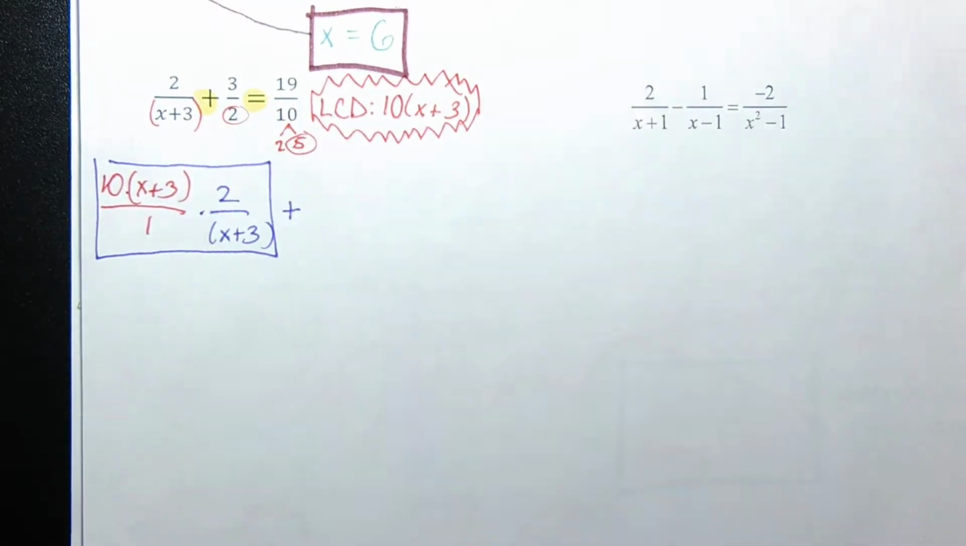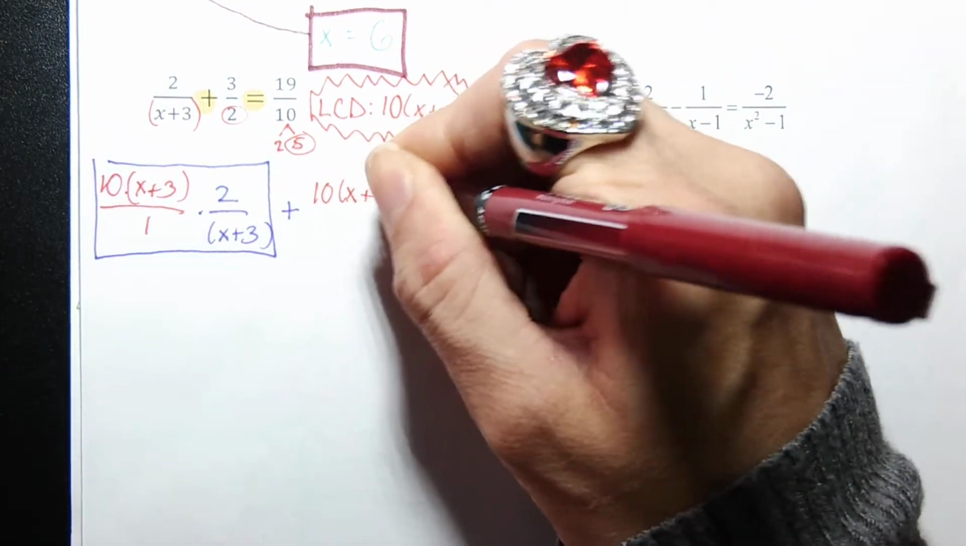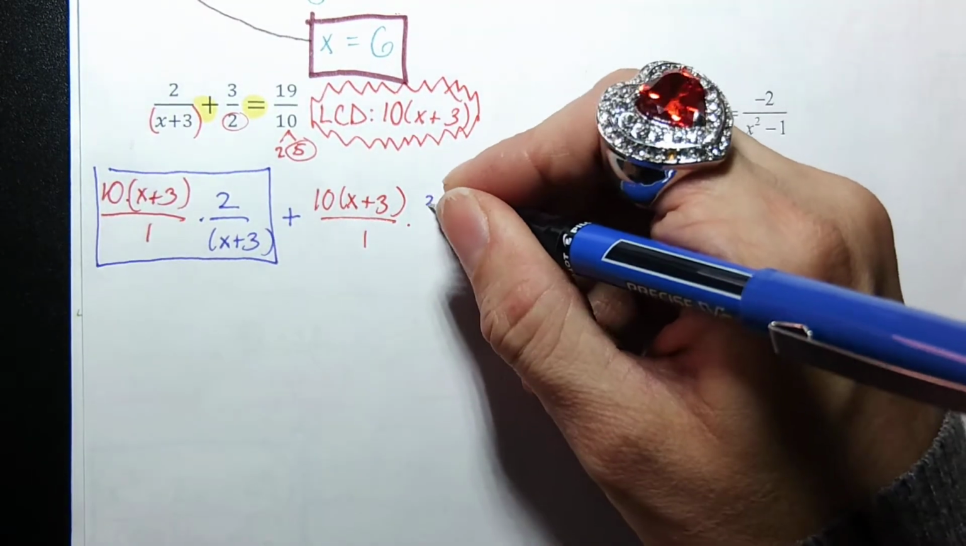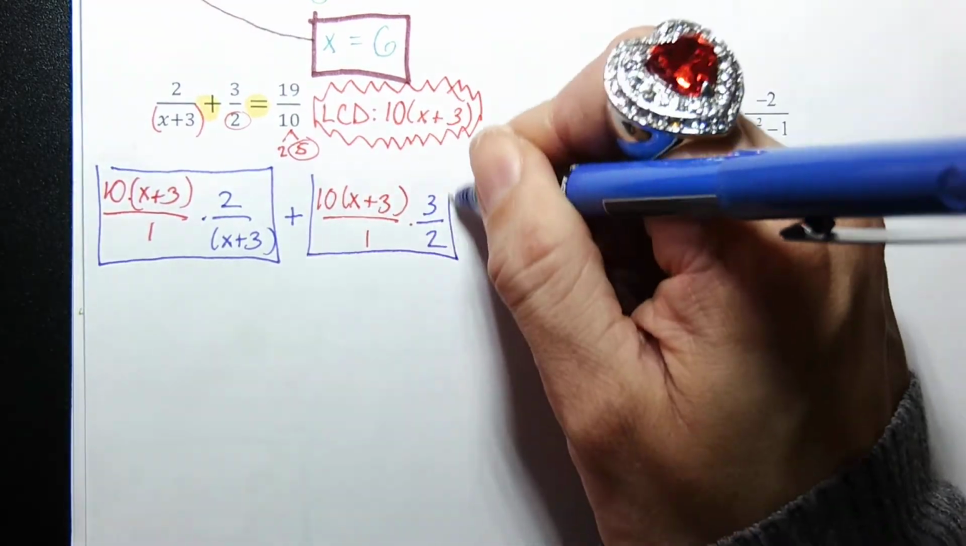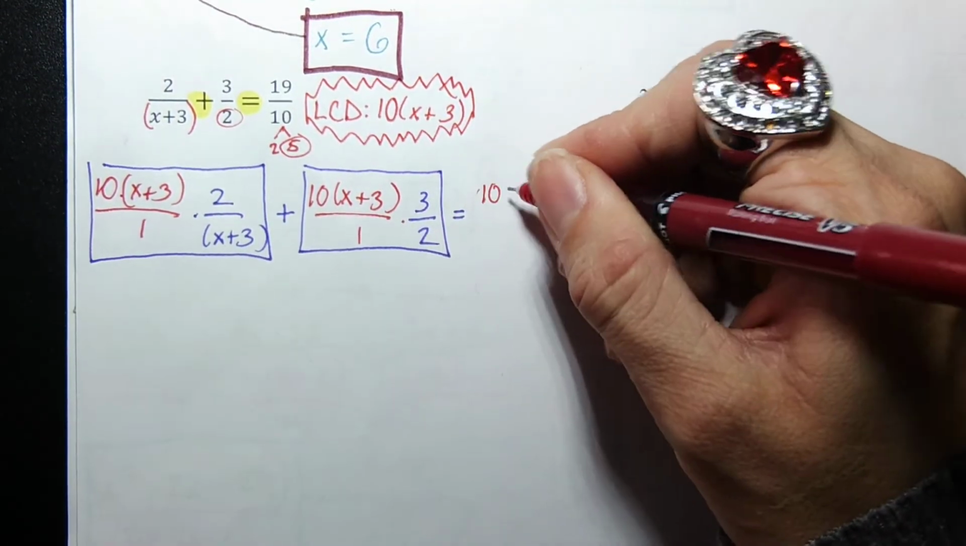Then we've got our addition sign. And we're going to multiply our second fraction by the dynamite. So 10, x plus 3, over 1, times the second fraction, 3 over 2. Equals dynamite in front of the last fraction.